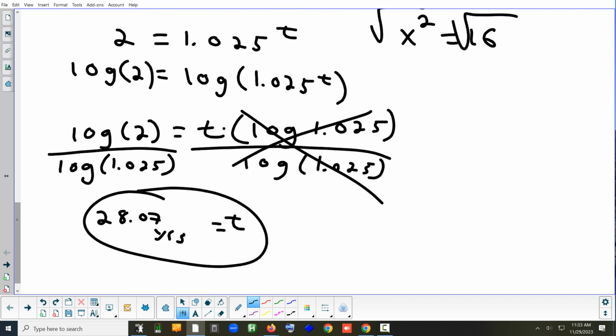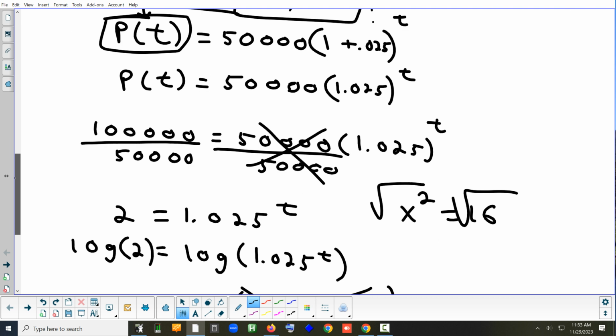So that's how you solve an equation that has a variable in the exponent. Okay, you take the log of each side of it. Yeah. Did you also say the log of the base 1.025 and then 2 in parentheses equals t?